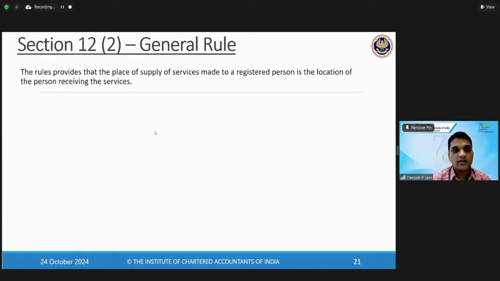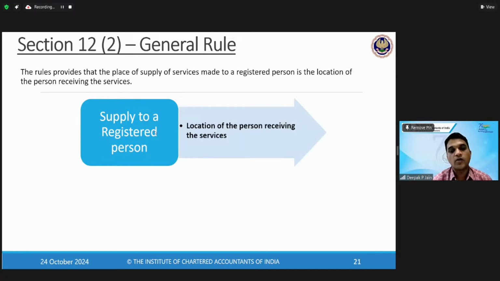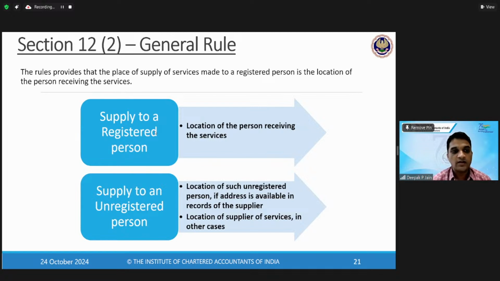12.2 simply says that the place of supply of services made to a registered person is the location of the person receiving the services. So when you're providing service to a registered person, it is the location of the person receiving the service. And if you're supplying it to an unregistered person, then if the address of such unregistered person is available, it will be the location of the unregistered person. If the address is not available, in all other cases, it will be the location of the supplier of service. So this is a general rule where all other rules are not applicable. Then you will come to 12.2.